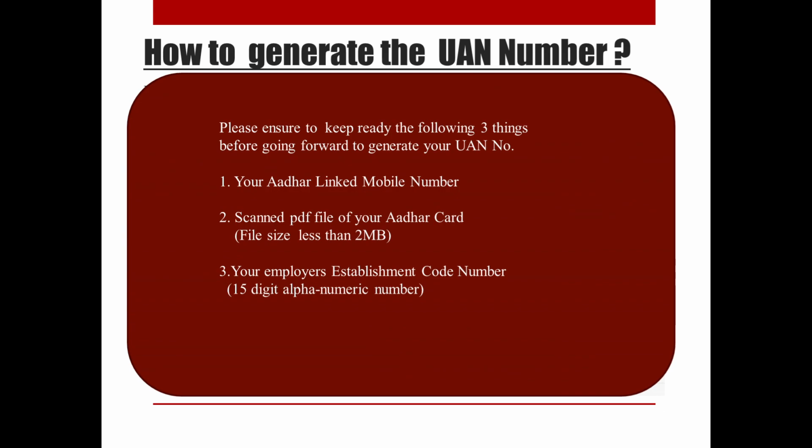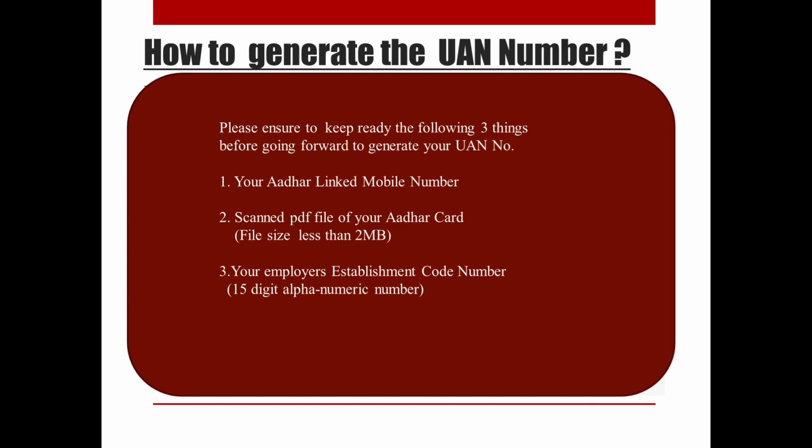First, your Aadhaar linked mobile number. Second, scanned PDF file of your Aadhaar card, the file size of which should be less than 2 MB. And thirdly, your employer's establishment code number, which is a 15-digit alphanumeric number. You need to obtain it from your office HR.